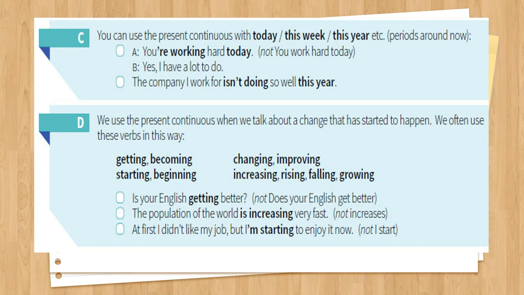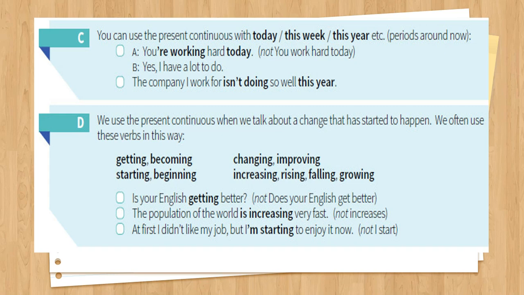Alright, students, let's continue explaining this interesting topic. It says you can use the present continuous with today, this week, this year, etc. Periods around now. For example, you can say, you're working hard today. You can see the contraction here. You don't say you are, but you can say you're. You're working hard today. Not you work hard today.